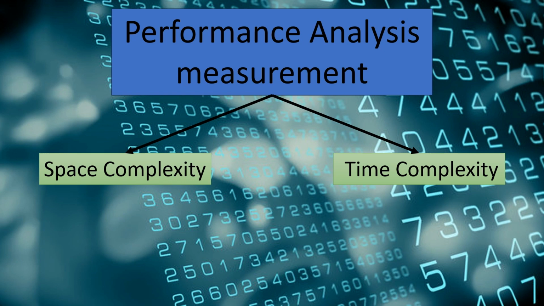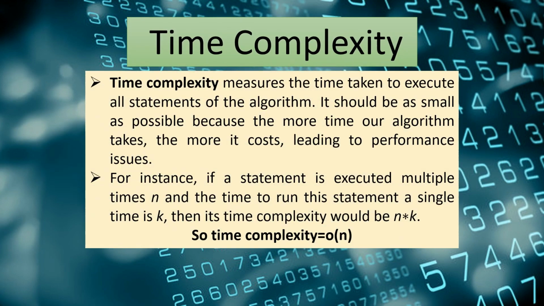Now, let us learn about time complexity, which is the second performance analysis measurement of the algorithm. What is time complexity? Time complexity measures the time taken to execute all the statements of the algorithm, and we should always see that it should be as small as possible, because the more time our algorithm takes, the more cost it is and leads to performance issues. For example, if a statement is executed multiple times and it takes k time for each execution, therefore the total time complexity will be equal to n into k.